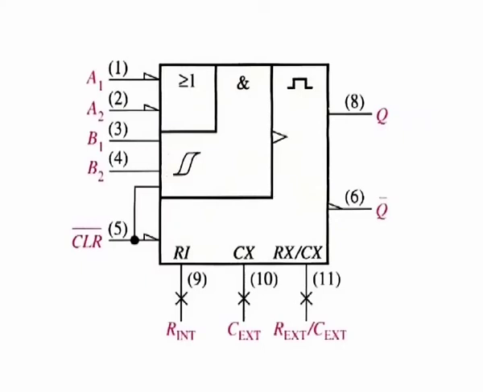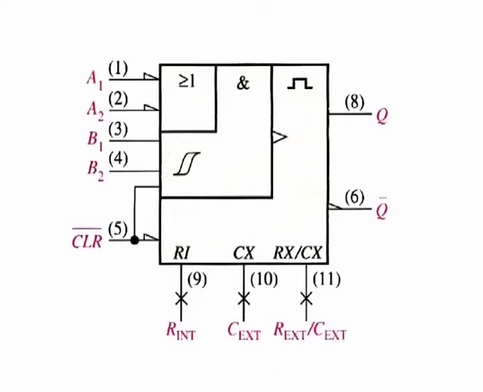The 74LS122 is an example of a retriggerable IC one-shot with a clear input. It also has provisions for external R and C as shown. The inputs labeled A1, A2, B1 and B2 are the gated trigger inputs. A minimum pulse width of approximately 45 nanoseconds is obtained with no external components. Wider pulse widths are achieved by using external components.